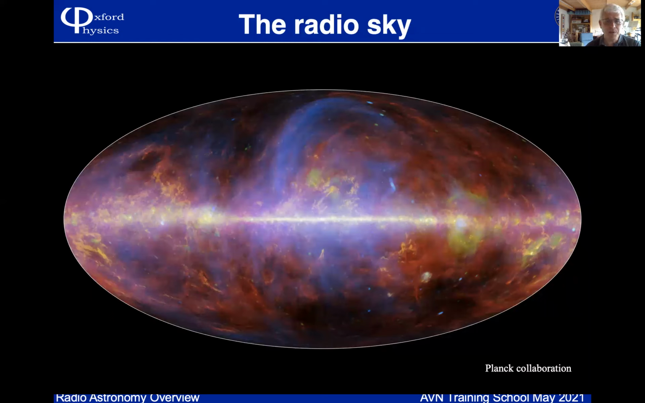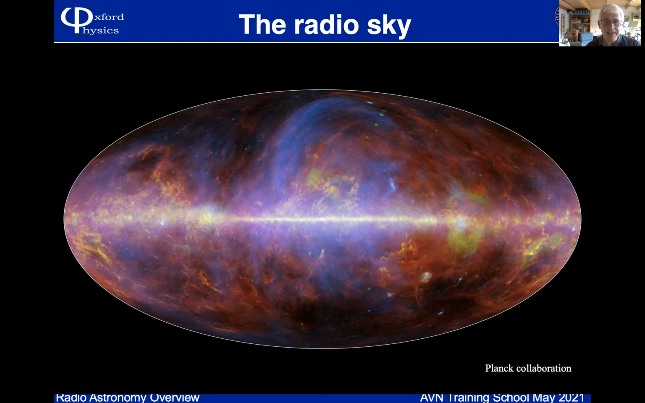This is an image of the radio sky, or one image of the radio sky. And the first thing you can see is it looks completely different to the optical sky. In fact, the one thing that you really don't see very much of in the radio, with few exceptions, is stars. In this image, which was made by the Planck satellite over a wide range of radio wavelengths, mostly what we're seeing is emission from the interstellar medium in our own galaxy via a variety of emission mechanisms, which we'll talk about in a moment.